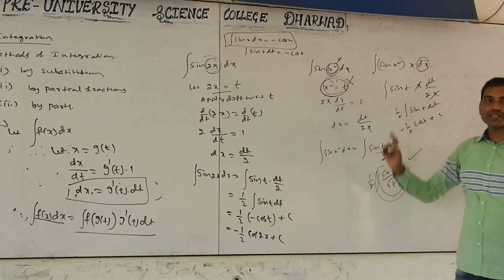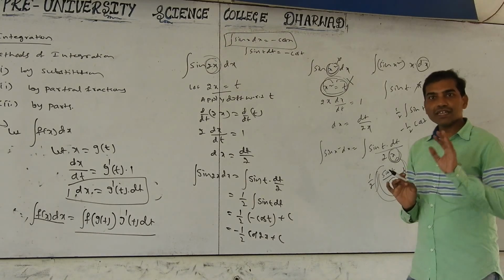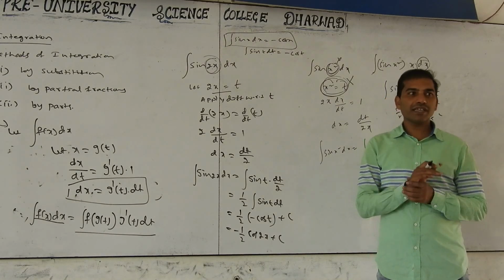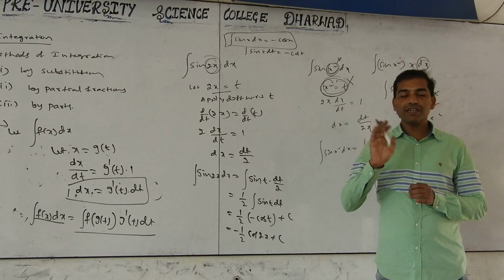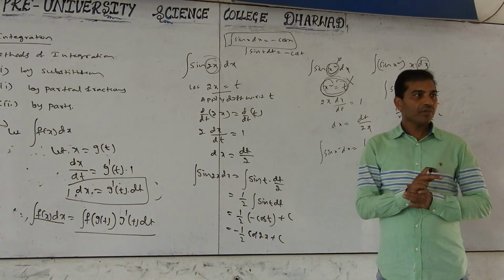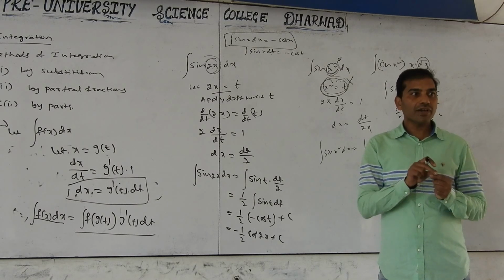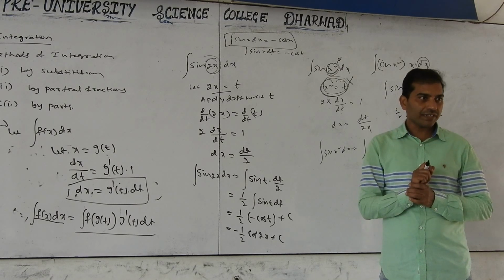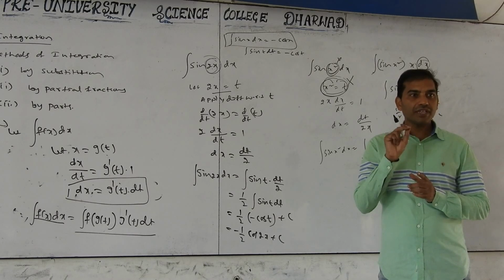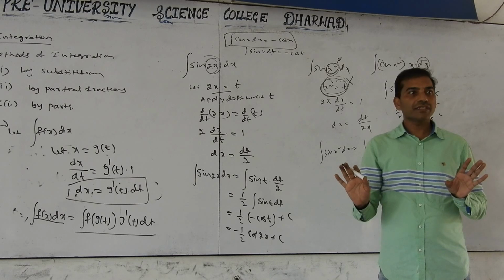Variable change: t is equal to x square. This is the most important selection in differentiation. You can assume each and every function as t, but in integration it is not like that. When we use the substitution method, what function you are taking as t, first you apply differentiation to it. That variable, if it is in the function, then consider it as t.